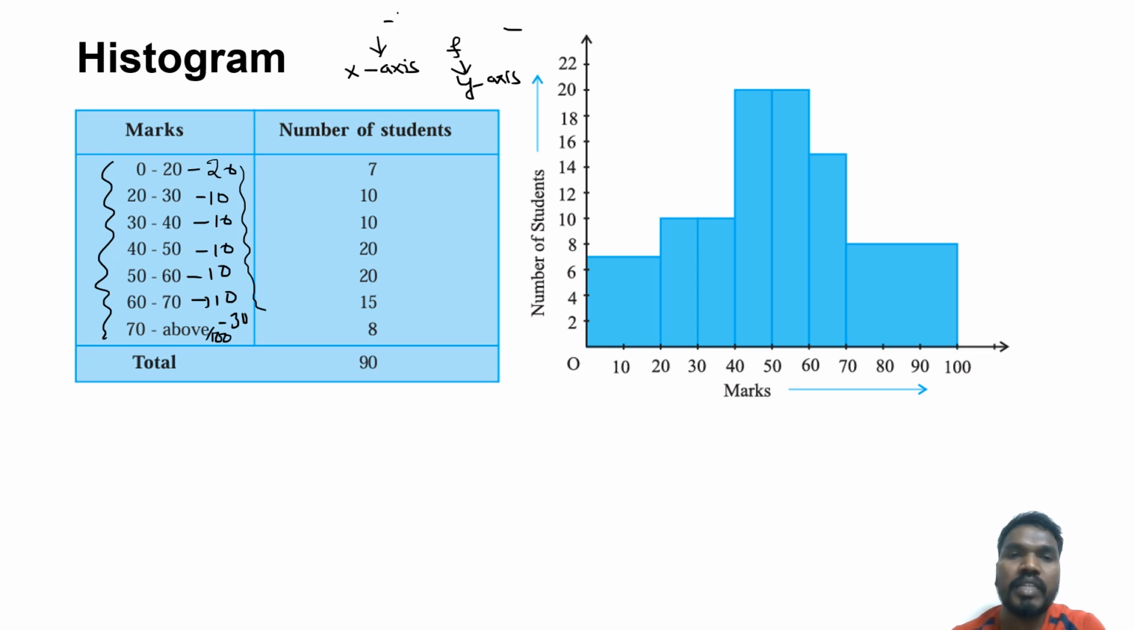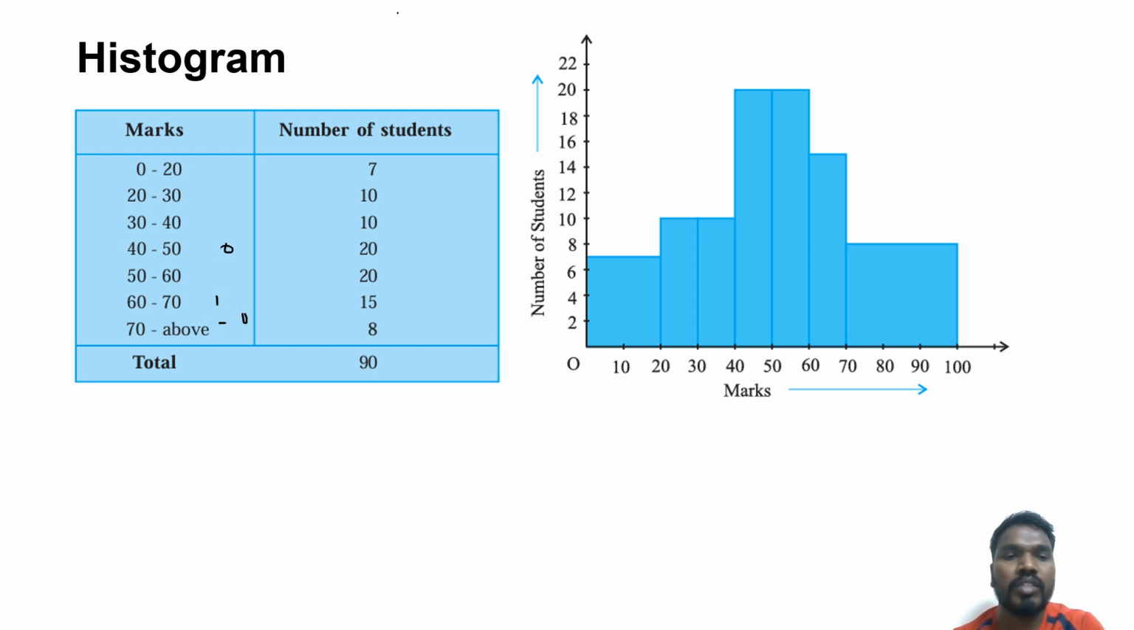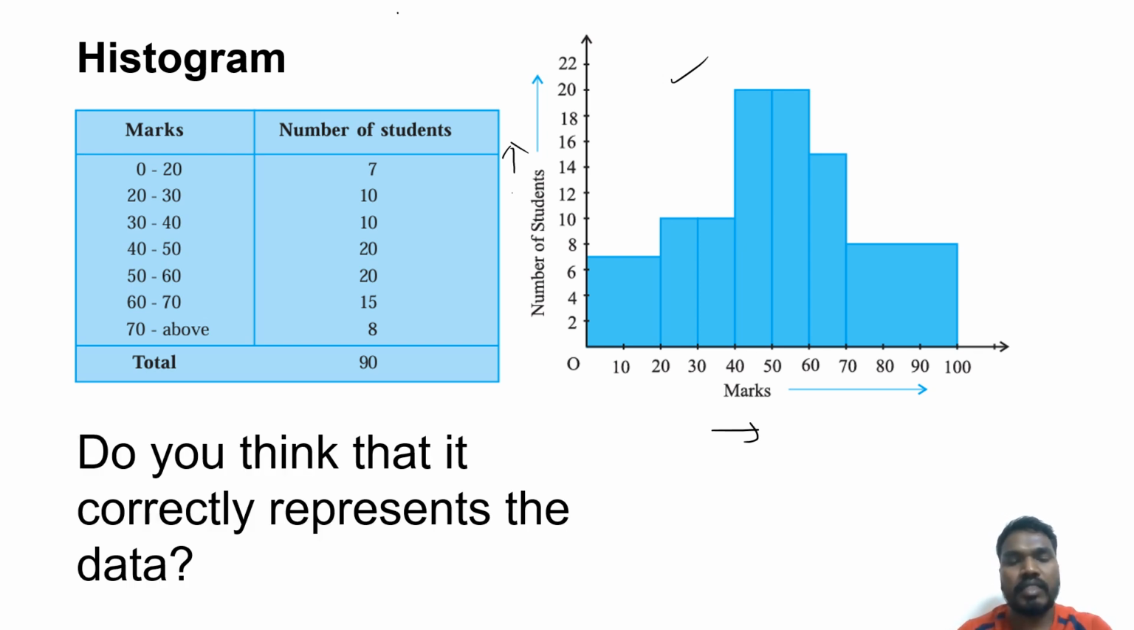Is it correctly representing the data? What is the mistake I have done here? I followed the steps only, I didn't make any mistakes. I have taken the class intervals along the x-axis and the frequencies along the y-axis, and taken the corresponding frequencies. So this is the histogram I got. Now you tell me, is this histogram correctly representing the data?